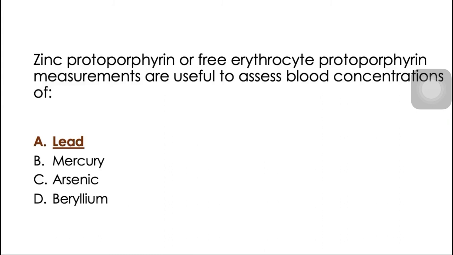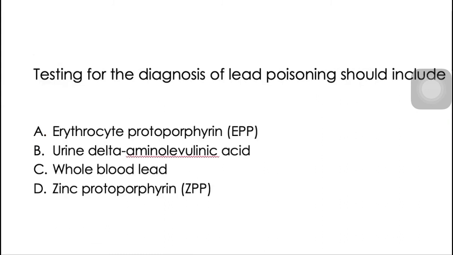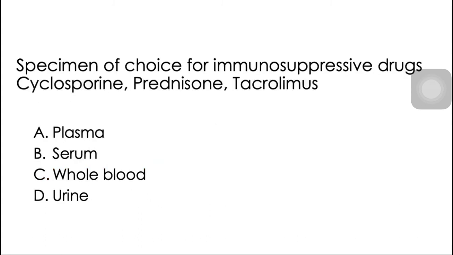So, lead poisoning. Testing for the diagnosis of lead poisoning should include, so we should do whole blood lead. Okay, so we should test for whole blood lead, no? Whole blood lead. But one of its markers is a high zinc protoporphyrin and free erythrocyte protoporphyrin. But for diagnosis of lead poisoning, we have letter C, whole blood lead level is what is needed.